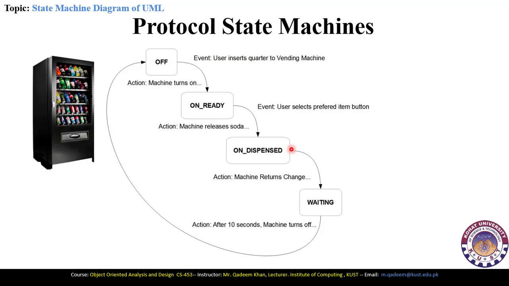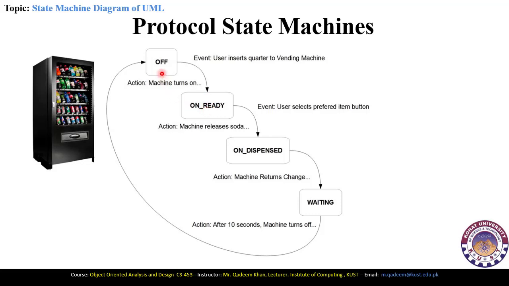The next is the example of the protocol state machine diagram. You can see that here we have the drink vending machine example, and when you insert certain coins inside this drink vending machine, then you will be able to draw certain drinks from this machine. First of all, we have the off state. After the off state, the system can be in the on ready state.